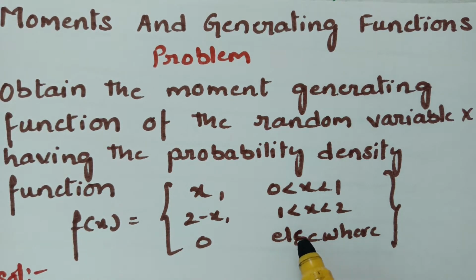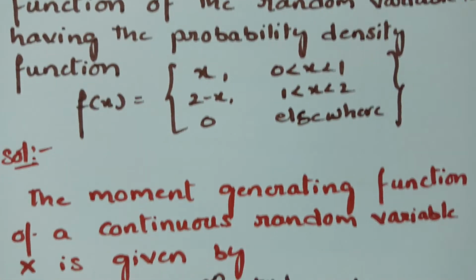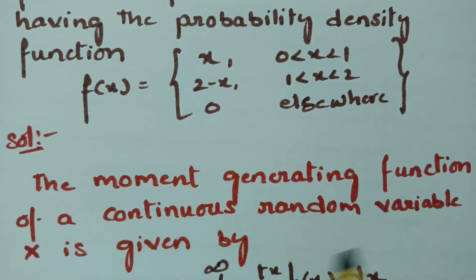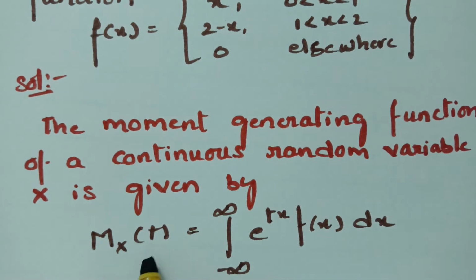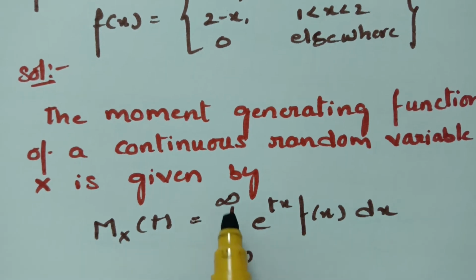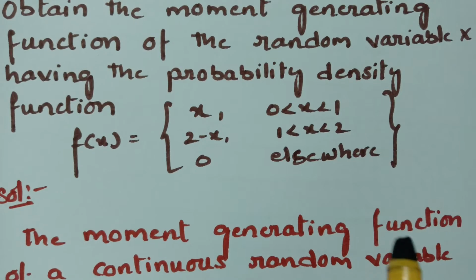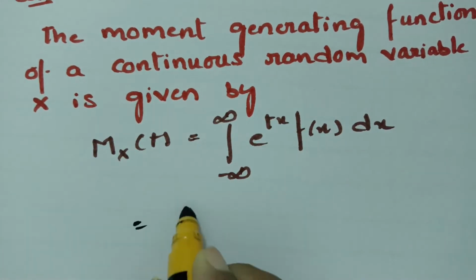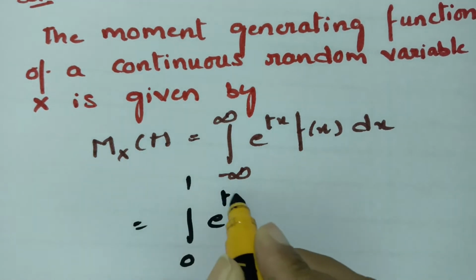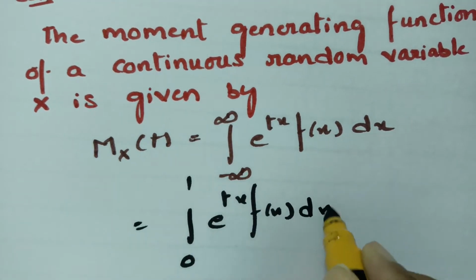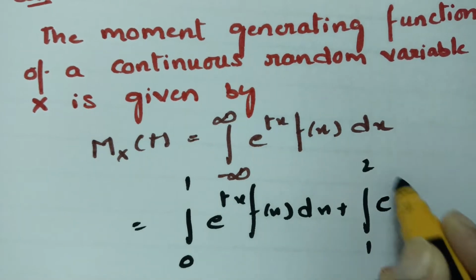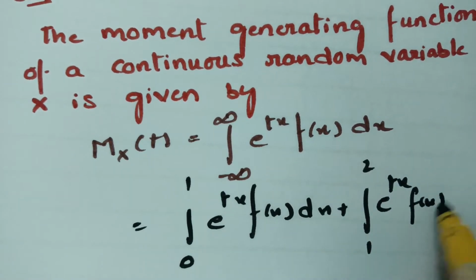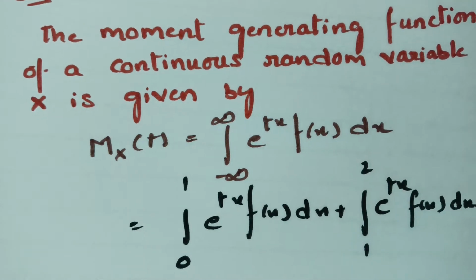Coming to the moment generating function, the moment generating function of a continuous random variable x is given by M_x of t is equal to the integral from minus infinity to plus infinity of e power tx f of x dx. So in between minus infinity to plus infinity, I have to introduce these limits 0 to 1 and 1 to 2. So integral 0 to 1, e power tx f of x dx, and the next one is 1 to 2, e power tx f of x dx. Elsewhere the function value is 0.